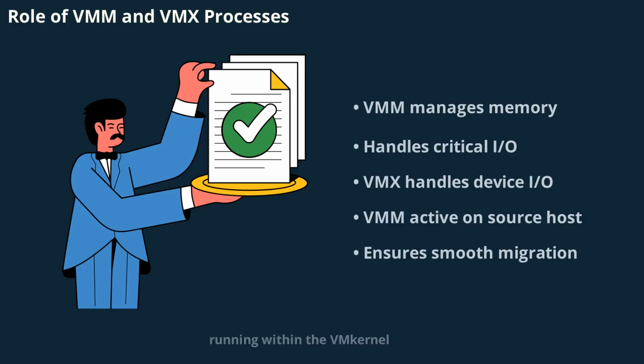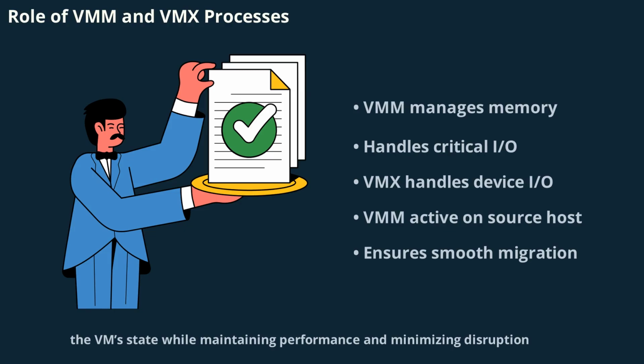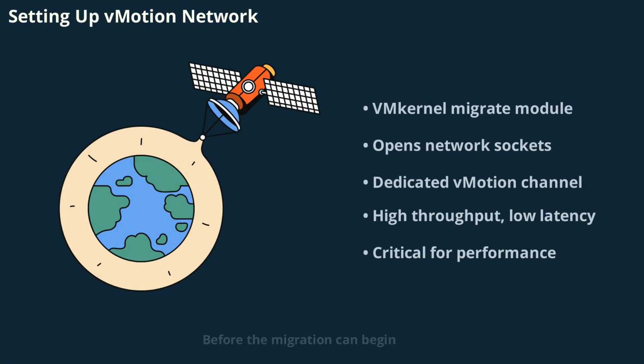VMX, running within the VM kernel, ensures that device interactions continue smoothly. This division of labor allows vMotion to efficiently transfer the VM state while maintaining performance and minimizing disruption. Before the migration can begin, the VM kernel migrate module on the source ESXi host opens sockets on the vMotion-enabled network. This step establishes a dedicated communication channel between the source and destination hosts, ensuring that memory and state data can be transferred quickly and securely.